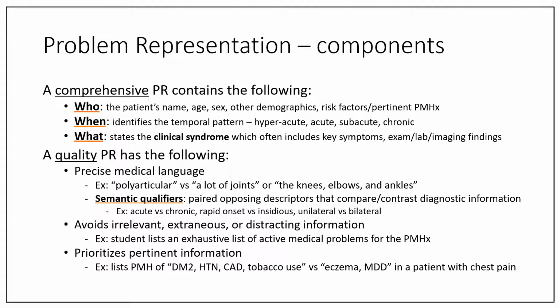Second, a quality PR contains the following features. Students should be encouraged to use precise medical language, which involves the use of semantic qualifiers, or paired opposing descriptors that compare and contrast diagnostic information. Students should also avoid irrelevant and extraneous information that can actually be distracting from the main issue. Finally, students should prioritize pertinent information. For example, they should list relevant cardiovascular risk factors as opposed to saying something like eczema or depression in a patient presenting with chest pain.